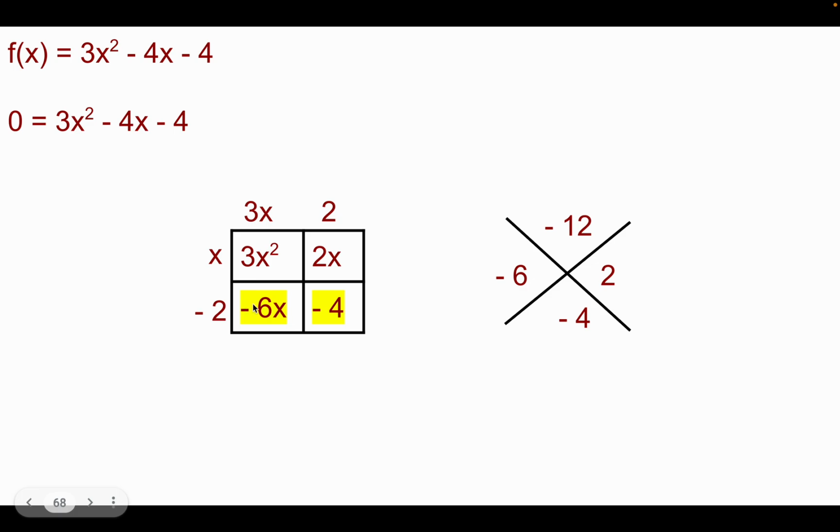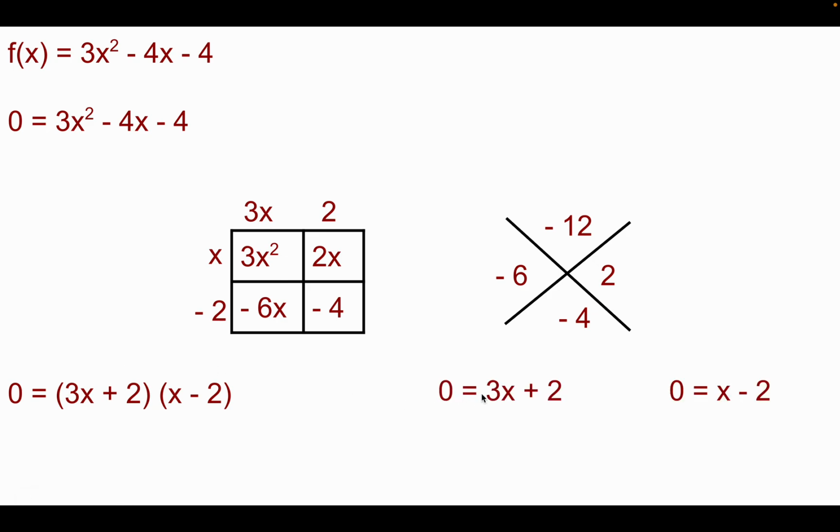Okay, so now I have my two factors, x minus 2 and 3x plus 2. And so I will rewrite my equation as 0 equals 3x plus 2 times x minus 2. And then what I'm going to do is take each of these factors and set them equal to 0. So I'm going to say 0 equals 3x plus 2 and 0 equals x minus 2. And then I'm just going to solve each of these for x.